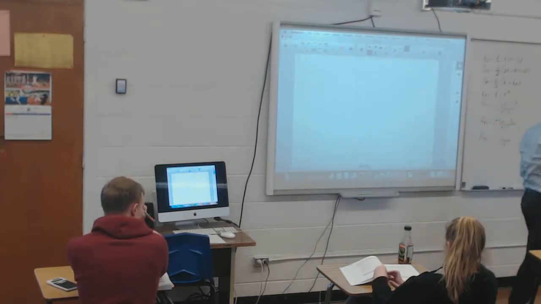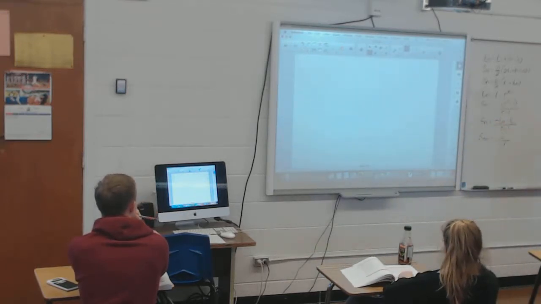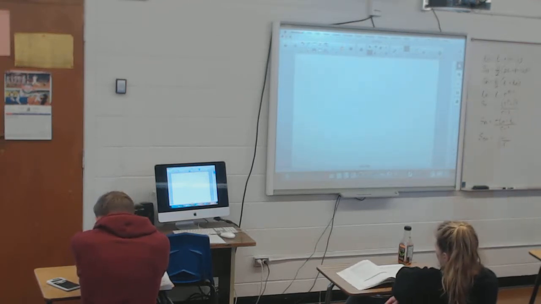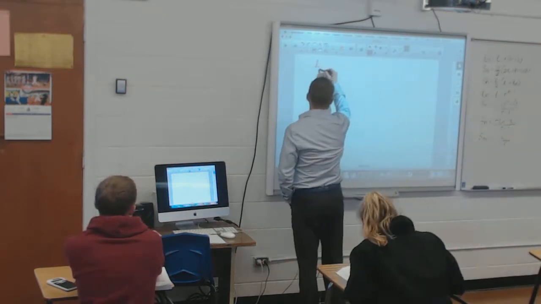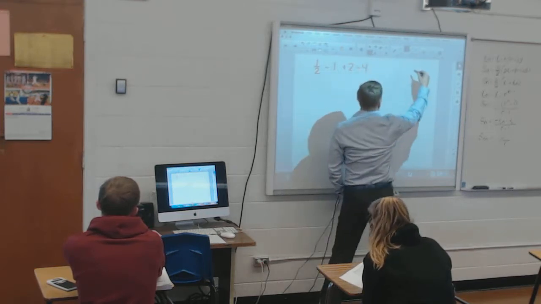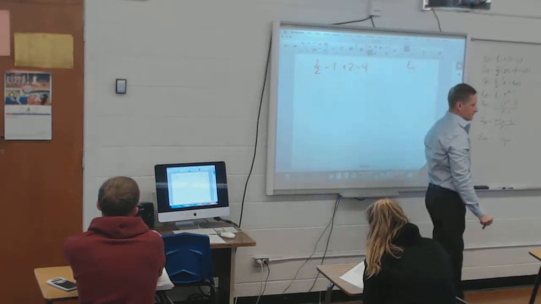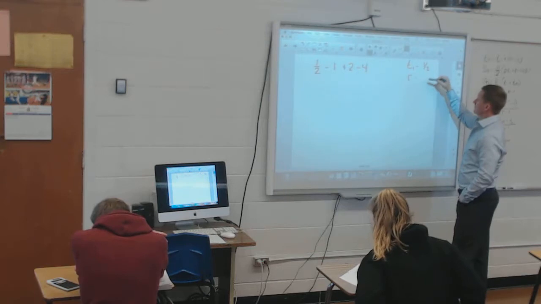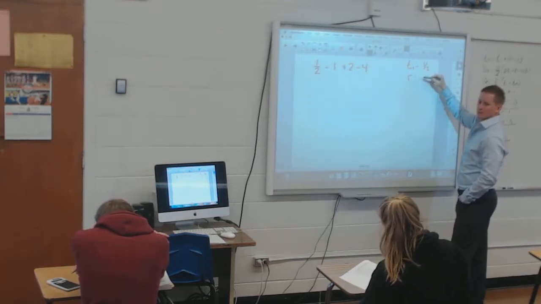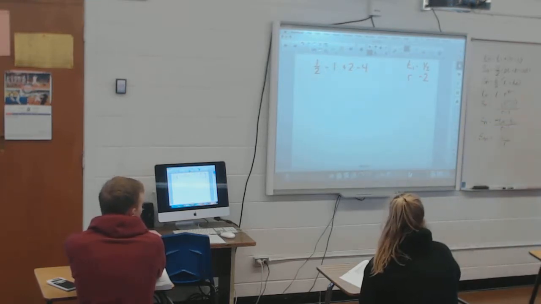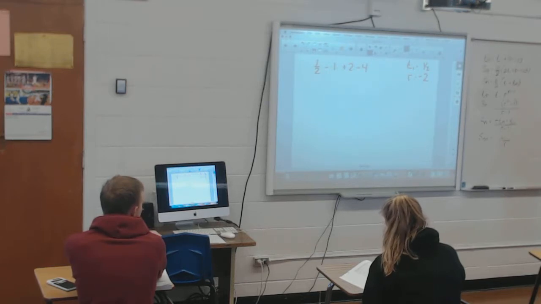Let's look at two examples. All right. A, 0.5 minus 1 plus 2 minus 4. What is my first term? 0.5. What is my common ratio? Minus 2. Okay, so far so good. Decide whether the infinite geometric series is convergent or divergent. State the sum of the series if it exists.